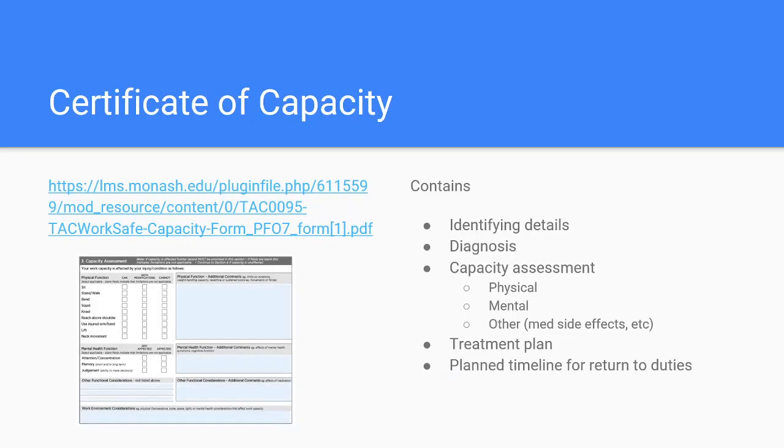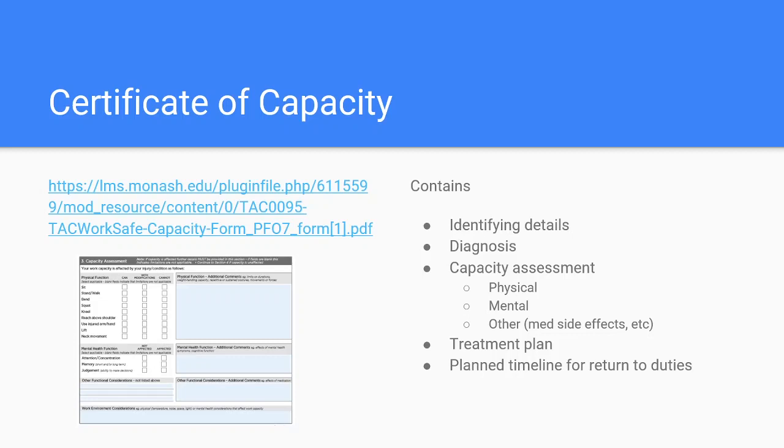In terms of a certificate of capacity, I don't think you need to know how to fill one out, but just know generally that it does contain identifying details, it does contain a diagnosis, it contains your assessment of their capacity, and that's physical, mental, and others, and it has the treatment plan and plan for timeline to return to duties. So this goes to the employer. So the patient will come to you, you give this to the patient to give to their employer. It's important that you do talk to the patients that the employer will receive confidential information that is relevant to their condition and relevant to, if there's a work cover claim, relevant to that.